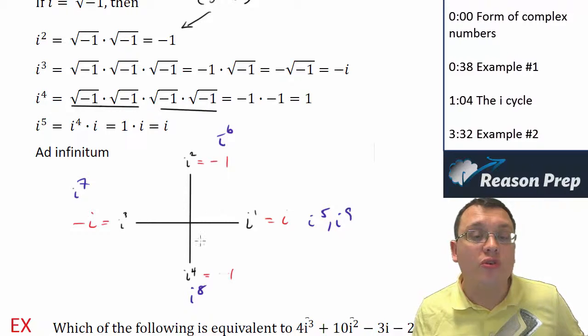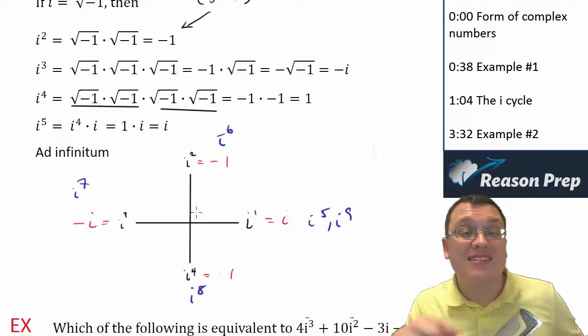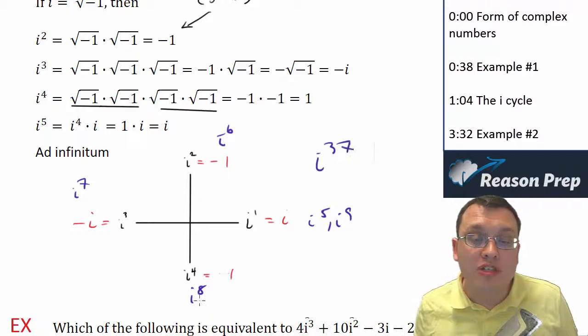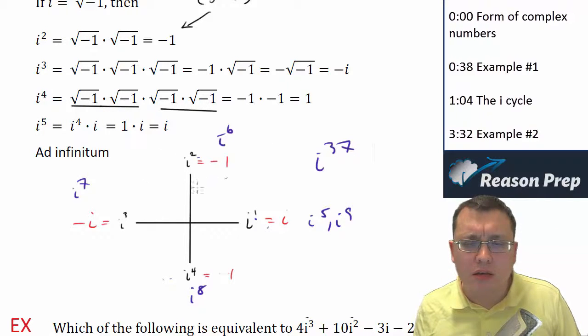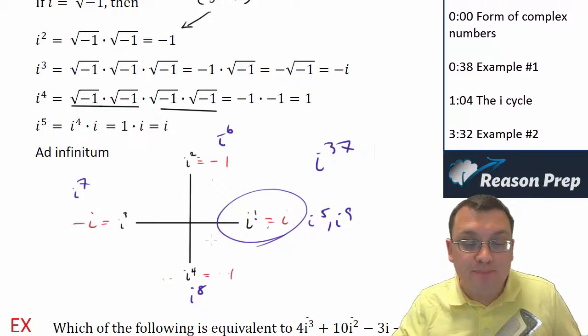So you can use this little chart to remember and figure out where you're going to stop. If I say, what is i to the 37th, you can just count out 1, 2, 3, 4, 5, 6, 7, 8, 9, 10, etc. And where you stop, at 37, which I believe would be here, you will find that it's just equal to i.